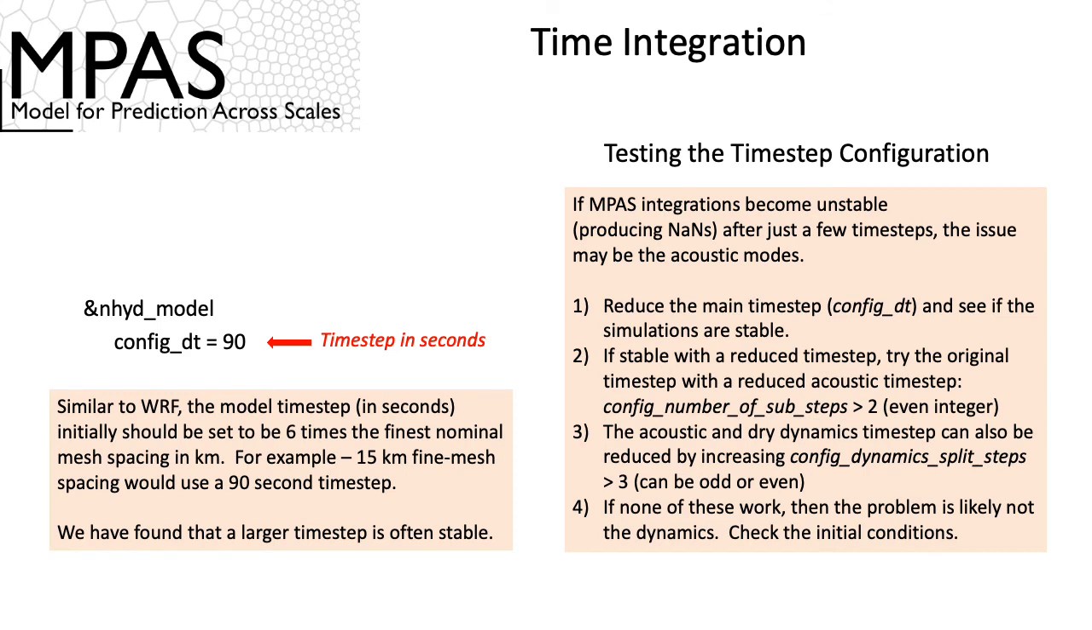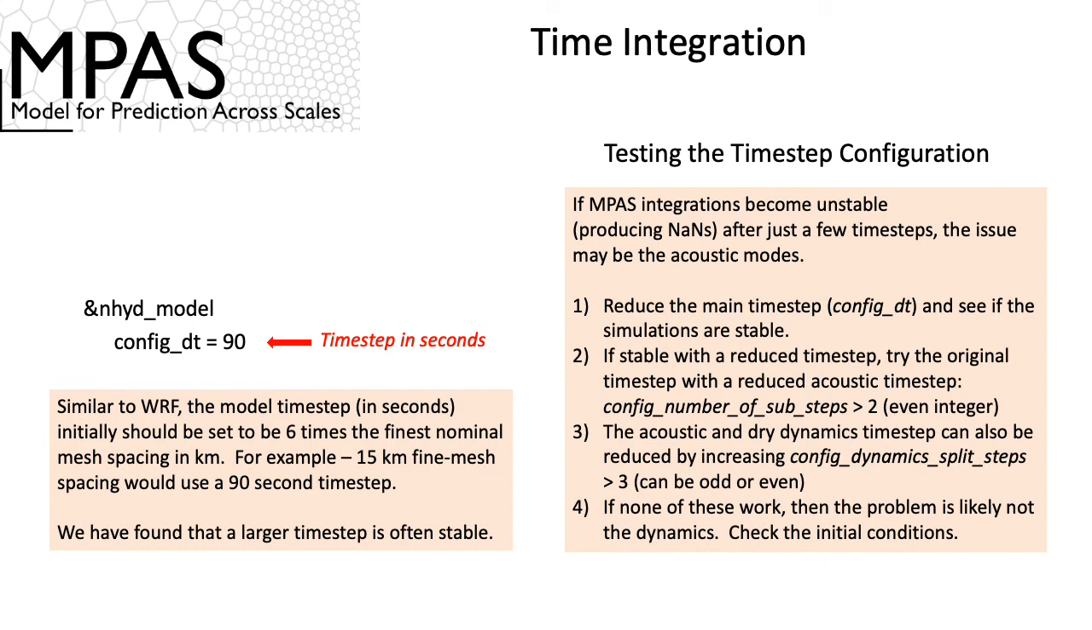To set the time step in MPAS, we typically use a similar estimation process as we use for WRF. Similar to WRF, we typically set the model time step in seconds. We begin with approximately 6 times the finest mesh spacing, the cell center spacing on the MPAS mesh, in kilometers. So for example, for the 15-kilometer MPAS mesh, or the variable resolution mesh where the finest part of the mesh is nominally a cell center distance of 15 kilometers, we would use a 90-second time step.